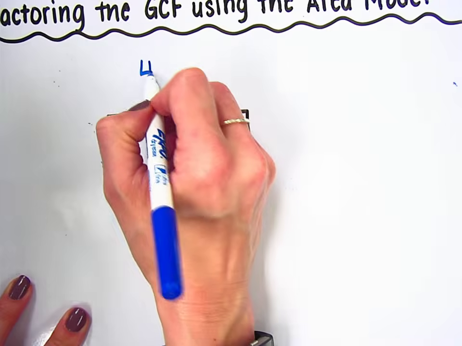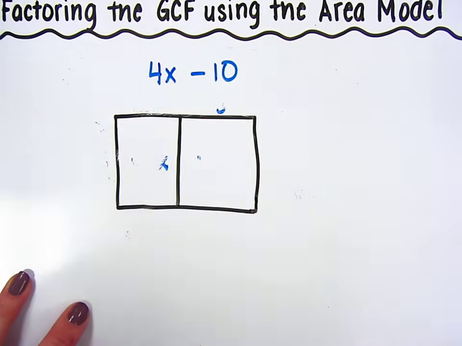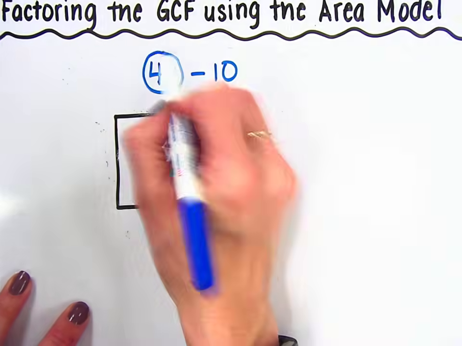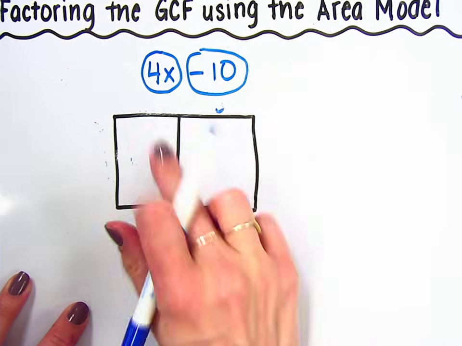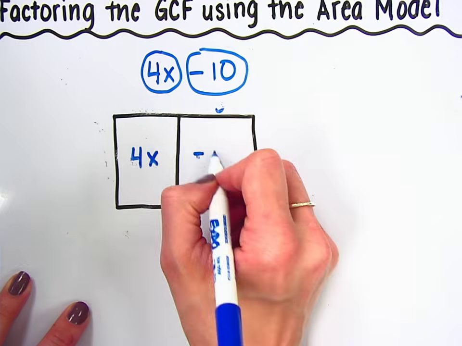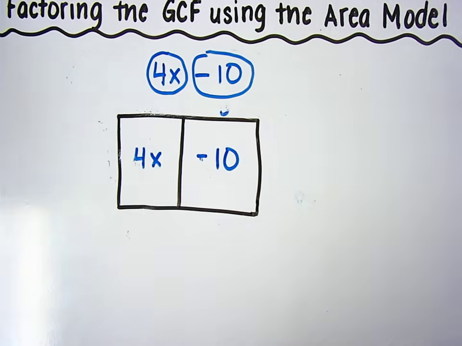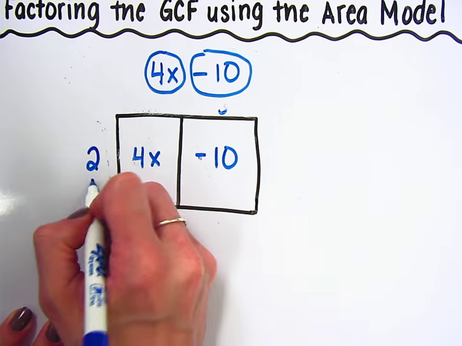4x minus 10. Again, I'm going to start by circling the terms that I see in my expression, and I'll place them inside the boxes. So 4x and negative 10. Now I have to think again, what is the greatest common factor between these two terms, 4x and negative 10? In this case, the greatest common factor is 2.